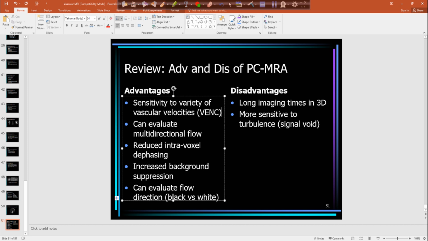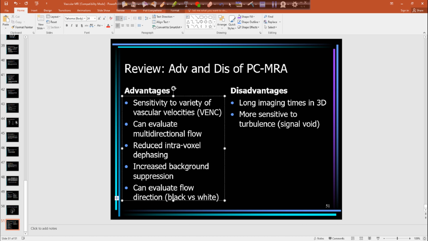It reduces our intravoxel dephasing. It really suppresses that background tissue because you're selecting a particular velocity of blood flow and then everything else gets suppressed. And it can evaluate blood flow and direction. So that goes along with this.